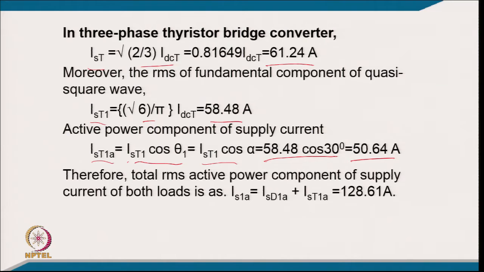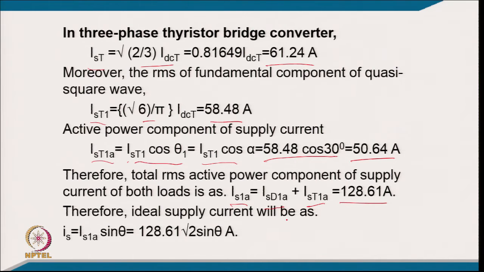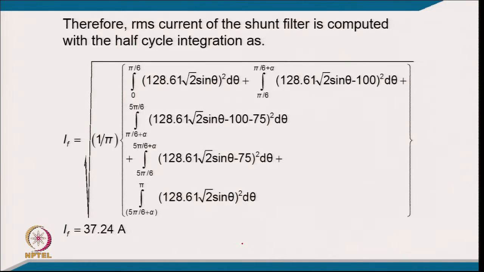Therefore, the total active power component of the supply current of both the loads is ISA1, the current by the diode rectifier plus the current by the thyristor converter, and by addition of both it comes to 128.61 ampere. Therefore, the ideal supply current will be this, and the reactive current will be IS1 sin theta, that comes to typically 28 into sin theta, and we can find out what the filter current will be.